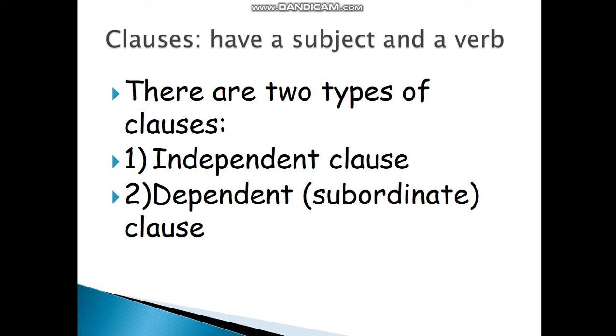Clauses have a subject and a verb. There are two types of clauses. We have the independent clause and we have the dependent clause. Dependent, or we also call it the subordinate clause.